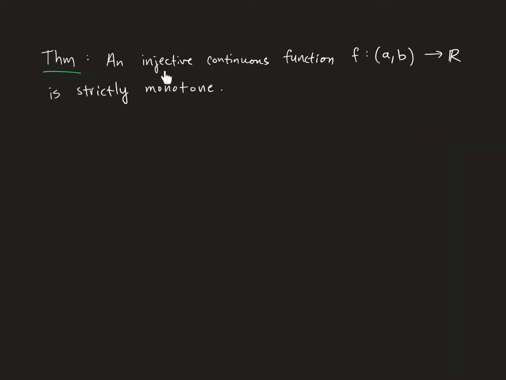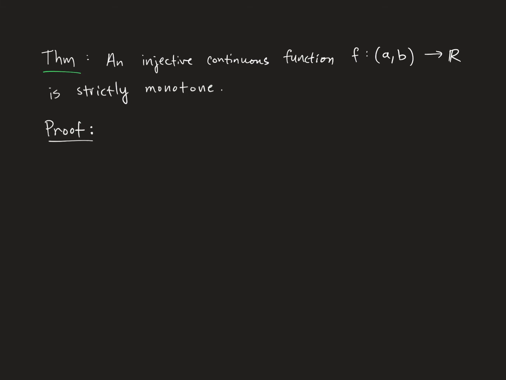So first we're going to prove that an injective continuous function on an interval is strictly monotone. The straightforward way to try to prove this is by contradiction, or maybe by contrapositive. If you have a continuous function which is not strictly monotone, then it's not injective. That's actually not going to be the way that we prove it, but I'll explain why, even though it's sort of the most straightforward way to do it.